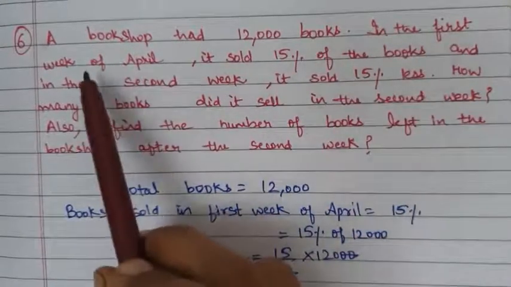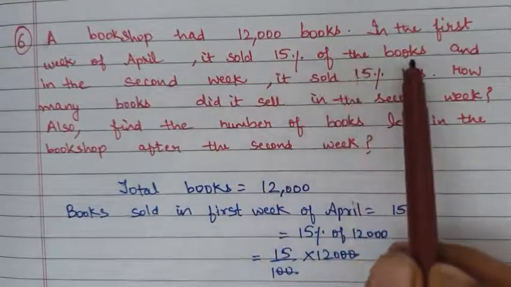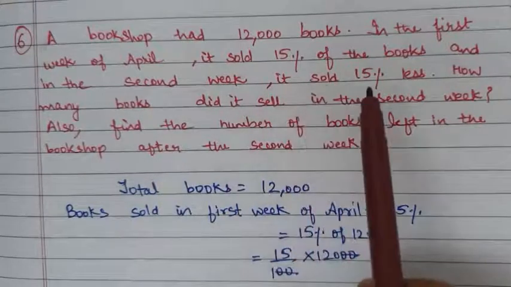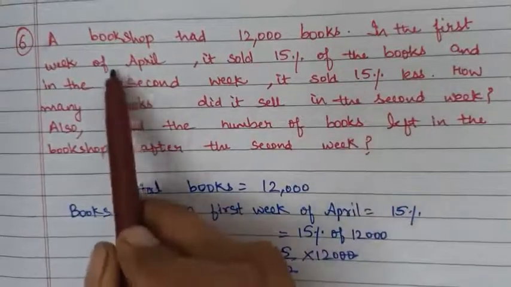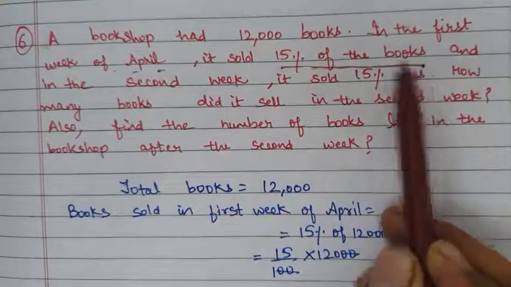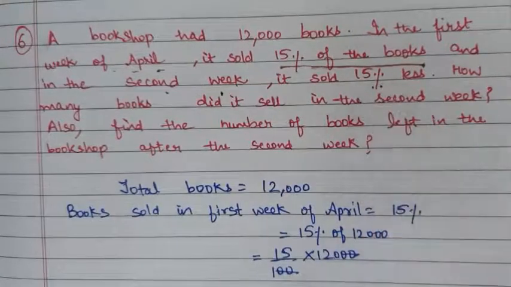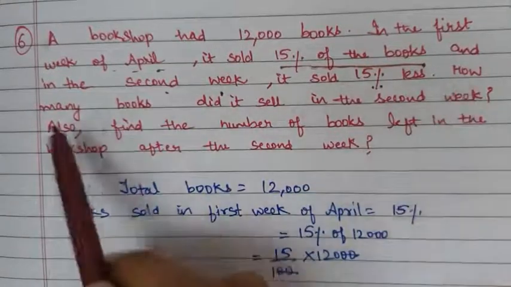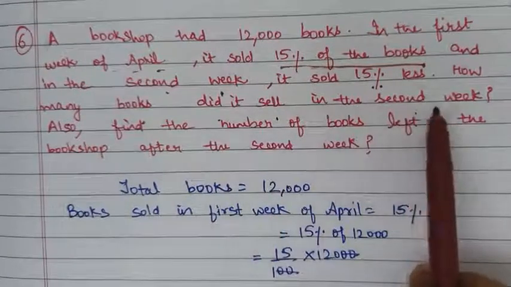Next is, a bookshop had 12,000 books. In the first week of April, it sold 15% of the books. And in the second week, it sold 15% less. Means in the first week of April it sold 15% of the books, but in the second week of April, 15% fewer books were sold. So now you have to find out how many books it sold in the second week.